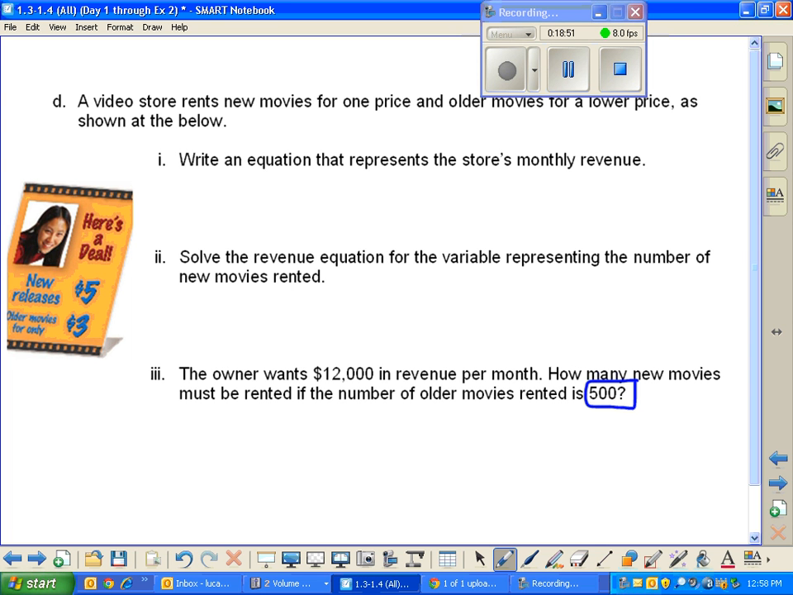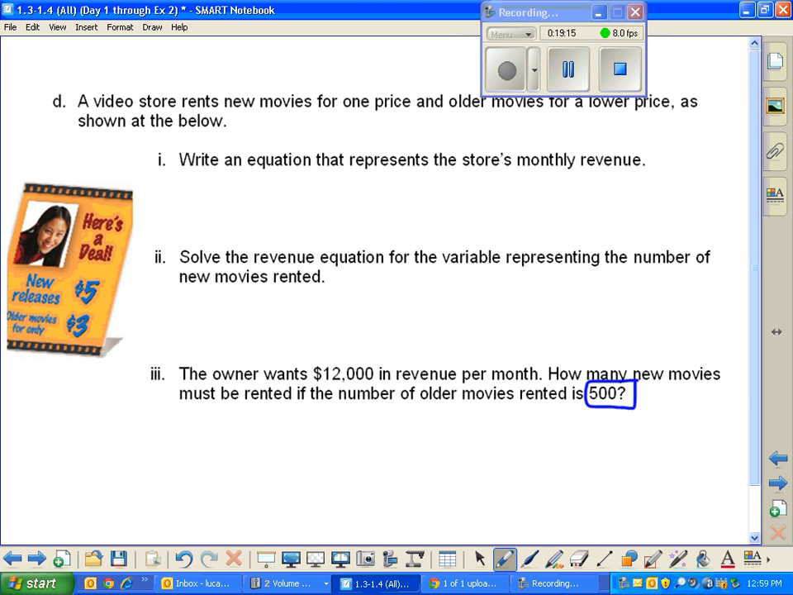So, step 1, we read the problem. Part D, a video store rents new movies for one price and older movies for a lower price. Oh no, where are the prices? Oh, very good. Sometimes in math class, this happens in your math book too. I'll get questions like, I don't know what the price is. But in the math book, you have to pay attention to the pictures. There's important stuff in there.